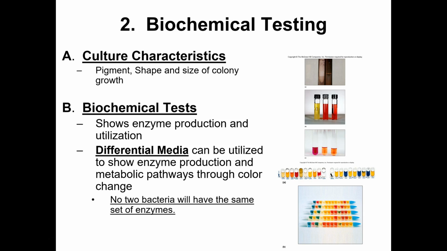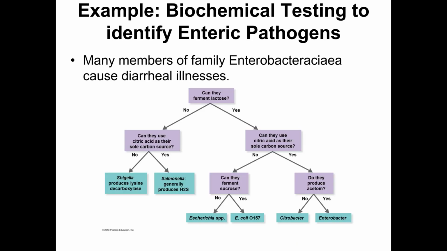Okay, so let me show you some different takes on biochemical tests. So for one, in lab, we've been doing a lot of biochemical tests. And when you do the unknowns, you're going to be doing a lot of biochemical tests. The thing is that you probably, in a real-world setting, wouldn't do all the biochemical tests. Okay, so for instance, you would use what's called a dichotomous key. Kind of a flowchart or choose-your-own-adventure of biochemical tests.